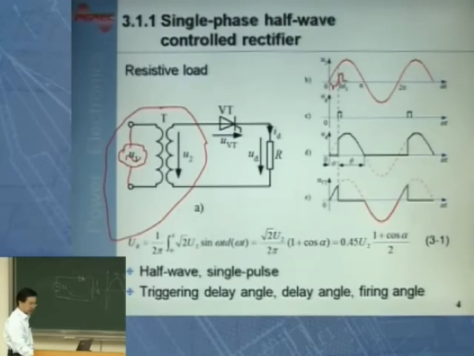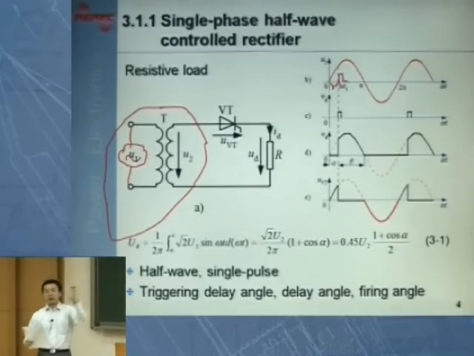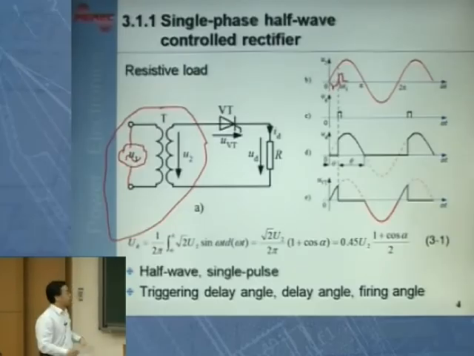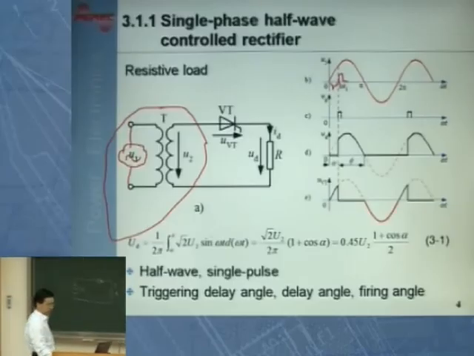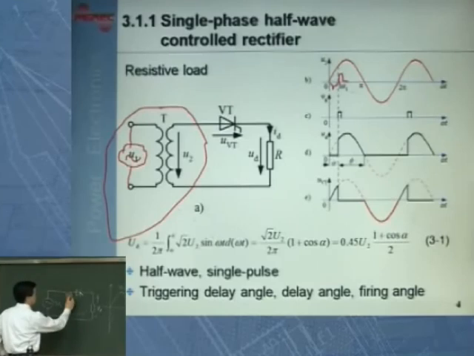Until this time instant, omega T1, if at this instant I inject a current into the gate of the thyristor, now this thyristor, on one side is subjected to positive voltage, on the other side there is gate current injecting into it. Therefore, those two conditions make this thyristor turn on.